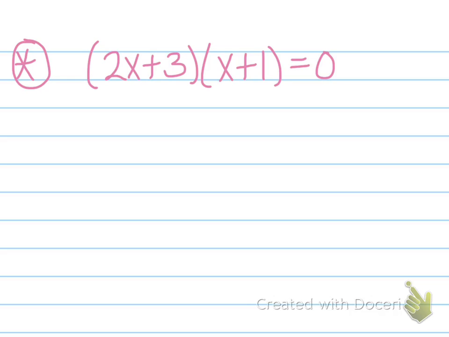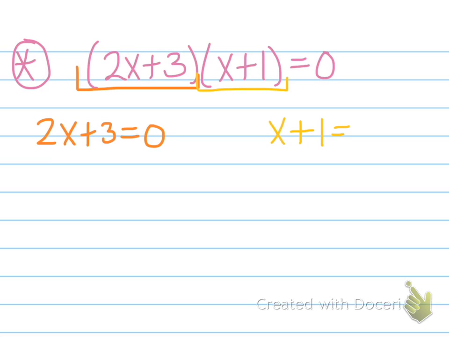Let's try a few. In this first one, notice that this is already factored, so it's in what we call factored form, not in standard form. And if we know that 2x plus 3 times x plus 1 is equal to 0, when we multiply these two things together, one of them must be 0 for this to be true. So what I do is I take each of the factors and set them equal to 0 to form two smaller equations. Each of these two equations will have a solution to it, and that's how we get the two solutions that we need for a quadratic equation.